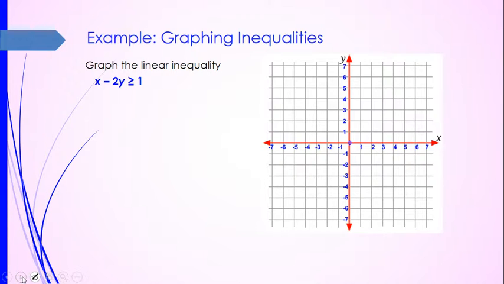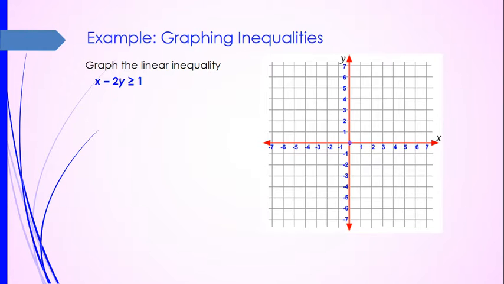Let's graph this linear inequality. So we have that x minus 2y is greater than or equal to 1. Well, I can't just start graphing this one. Not yet, right? Because remember, the first thing we need to do is get that y by itself. That's why we practice doing that in the beginning of this lesson. Right? We need to isolate the y.